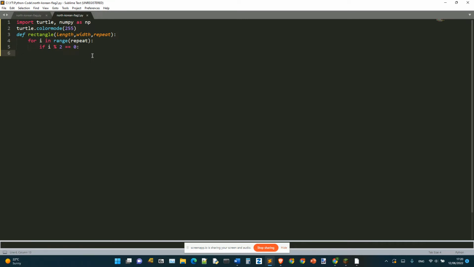So now if i percent 2 equals 0, yes, we forgot to define the turtle first. North Korea equals turtle, and strictly no minus signs. It has to be an underscore, because a minus sign would be a subtraction sign, so it's considered an operator. So pen, North Korea dot speed 0. If i percent 2 equals 0, North Korea dot forward 100.